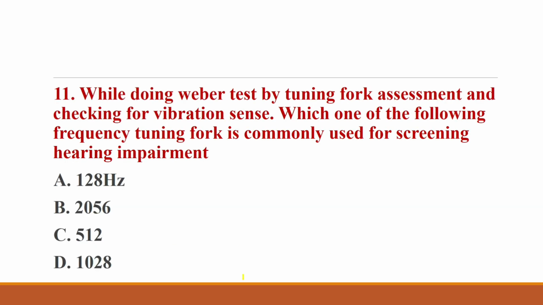Next question. While doing the Rinne and Weber tests by tuning fork assessment and checking vibration sense, which one of the following frequency tuning forks is commonly used for screening hearing impairment? Option A 128 Hz, option B 2056 Hz, option C 512 Hz, option D 1028 Hz. Answer is option C, 512 Hz.